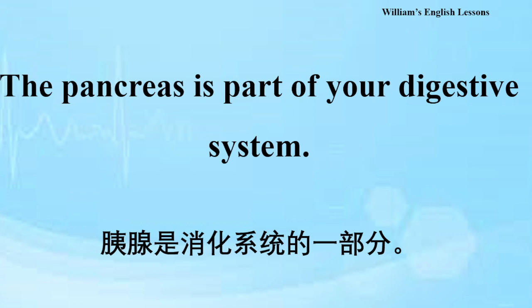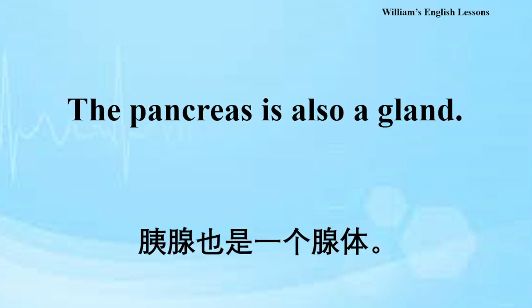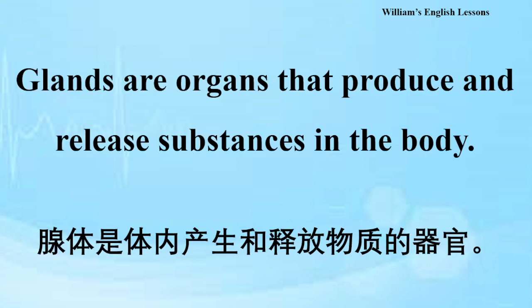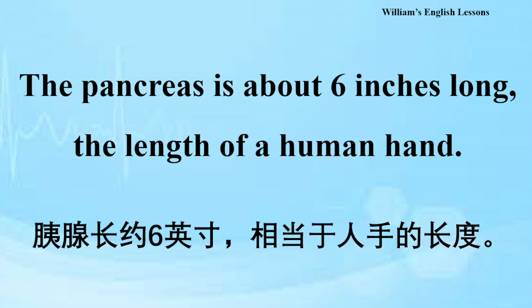The pancreas is part of your digestive system. The pancreas is also a gland. Glands are organs that produce and release substances in the body. The pancreas is about 6 inches long, the length of a human hand.